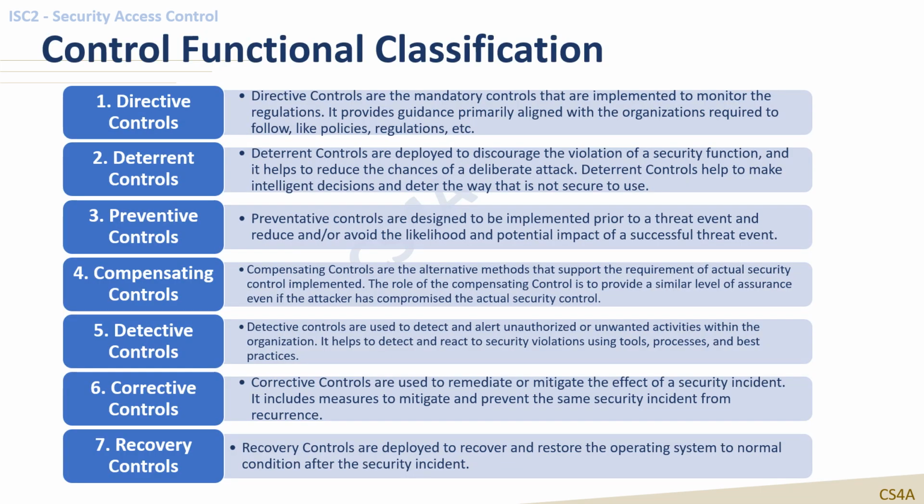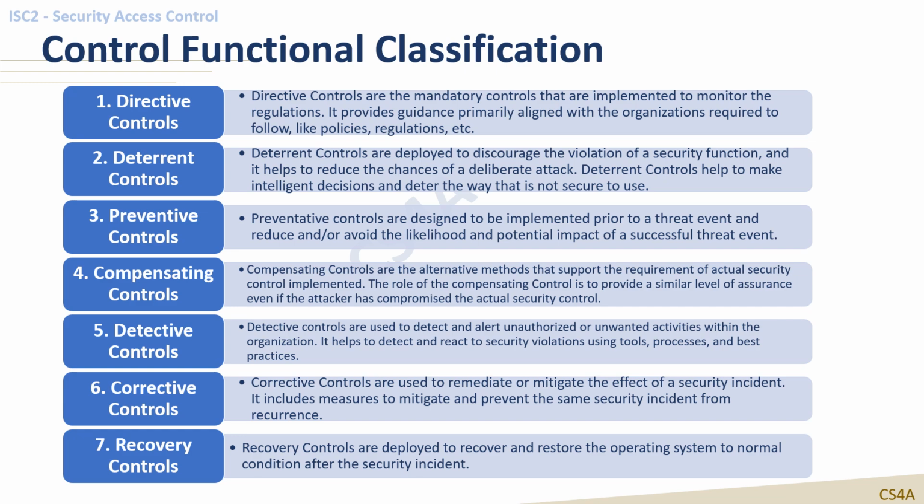Now we'll see the security controls based on functionality. The first one is directive control. Directive control monitors the regulations and policies, like the user acceptance policy. Deterrent control is intended to warn an attacker not to attack. It's used to discourage the attacker from violating the security function, like placing a warning sign. And preventive control is designed to be implemented prior to the threat event and reduce or avoid the likelihood and potential impact of a successful threat event. It's used to prevent the security event from occurring.